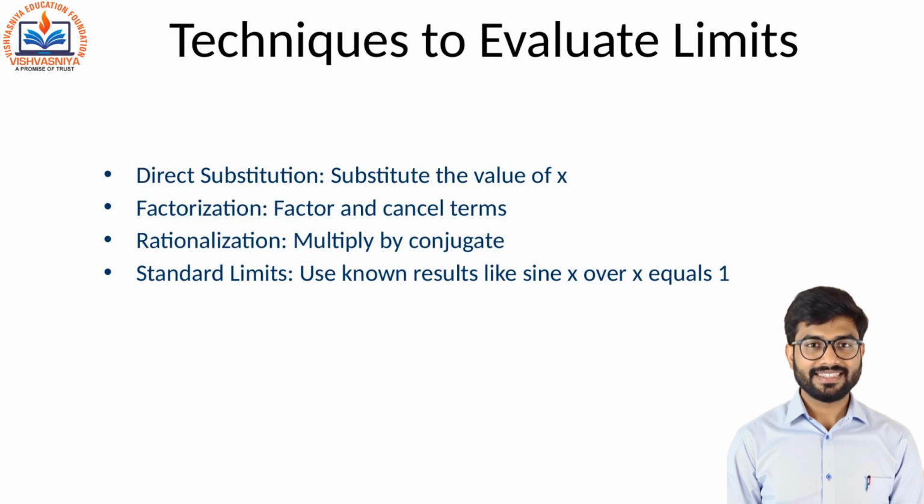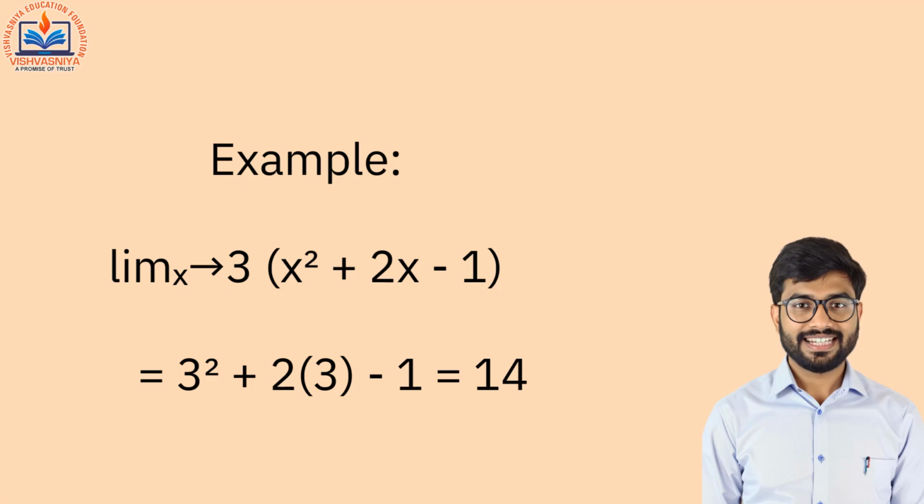Let's go through the main techniques to evaluate limits. The first method is direct substitution. If the function is continuous at the given point, we can simply substitute the value of x directly into the expression. Example: limit as x approaches 3 of x squared plus 2x minus 1 is equal to 3 squared plus 2 into 3 minus 1, which is 9 plus 6 minus 1, which is equal to 14.